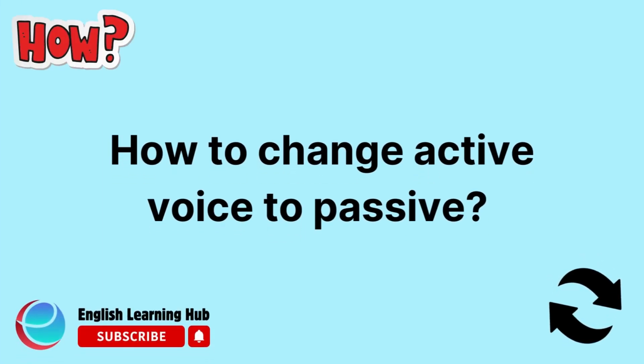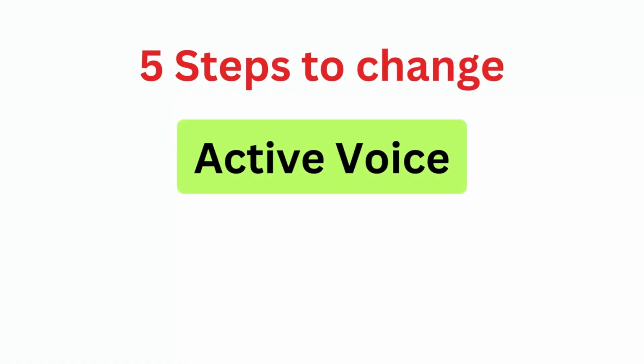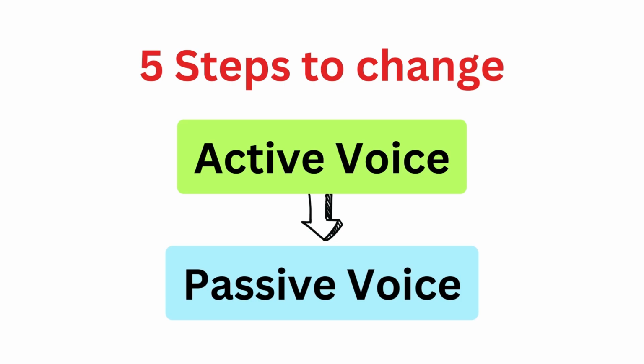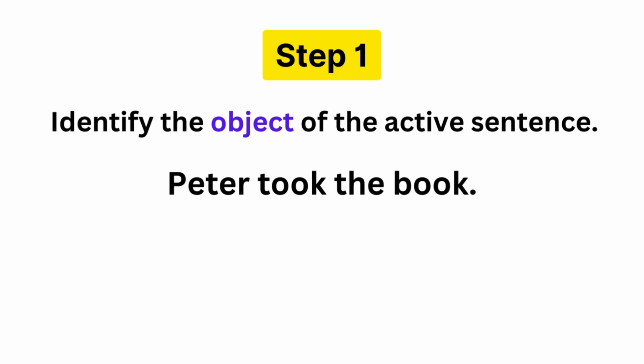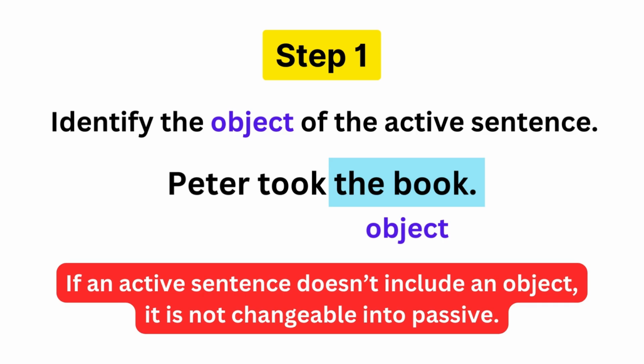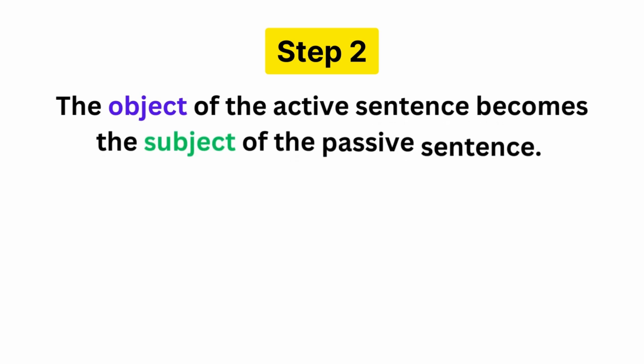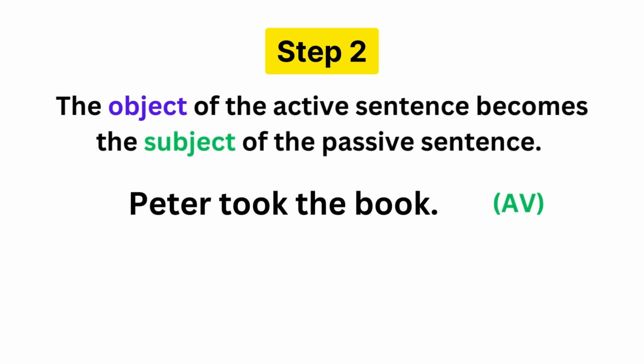Now, let's learn the steps to change active voice to passive. There are 5 steps to change an active sentence into a passive one. Step 1. Identify the object of the active sentence. Peter took the book. Keep in mind that if an active sentence doesn't include an object, it is not changeable into passive. Step 2. The object of the active sentence becomes the subject of the passive sentence.